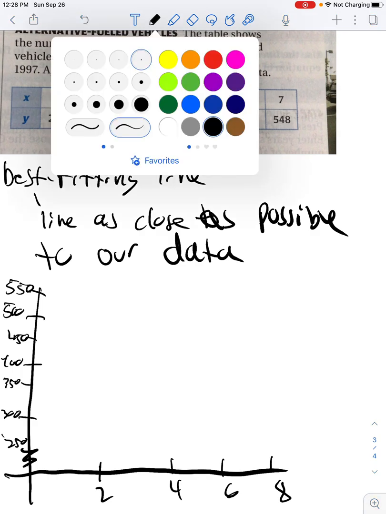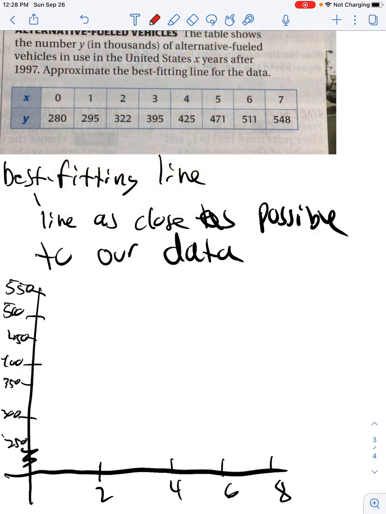And so when x is 0, I'm going to get a different color. When x is 0, y is 280, and I'm going off of these numbers right here. So I'm going to put that right here. When x is 1, y is about 295, so real close. When x is 2, y is 322. When x is 3, y is 395. When x is 4, y is 425. When x is 5, y is 475. When x is 6, y is 511, so just over. And when x is 7, y is 548, so real close to 550.